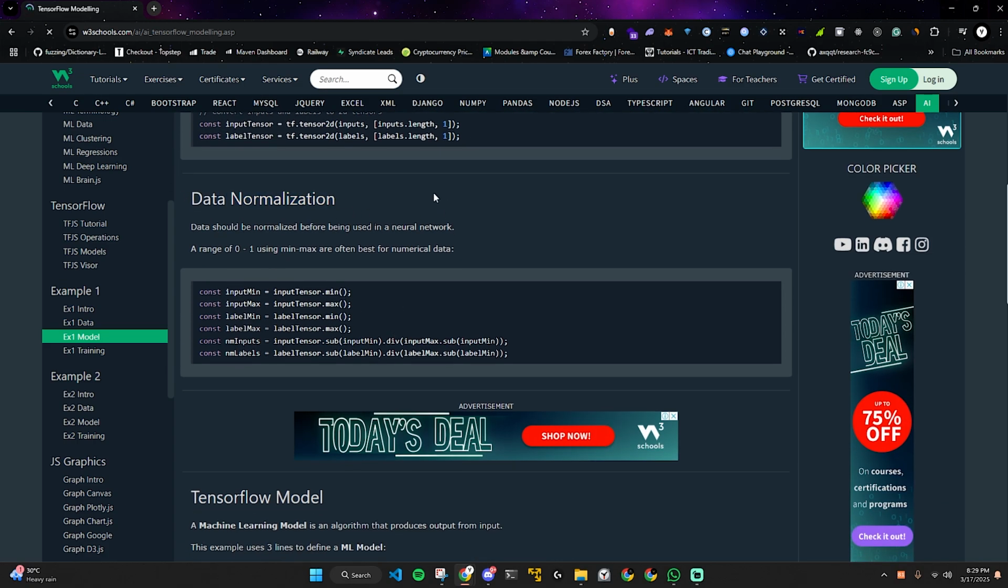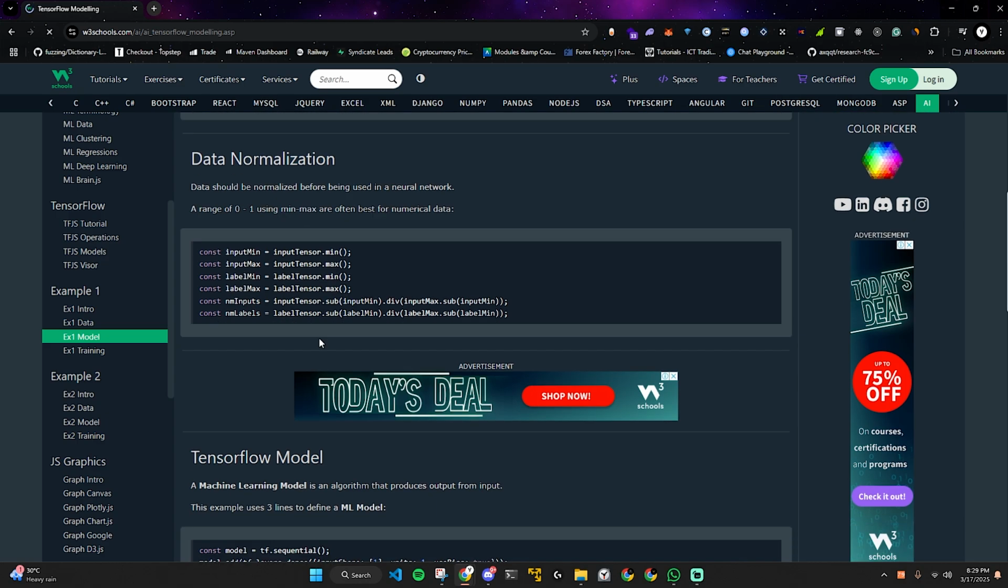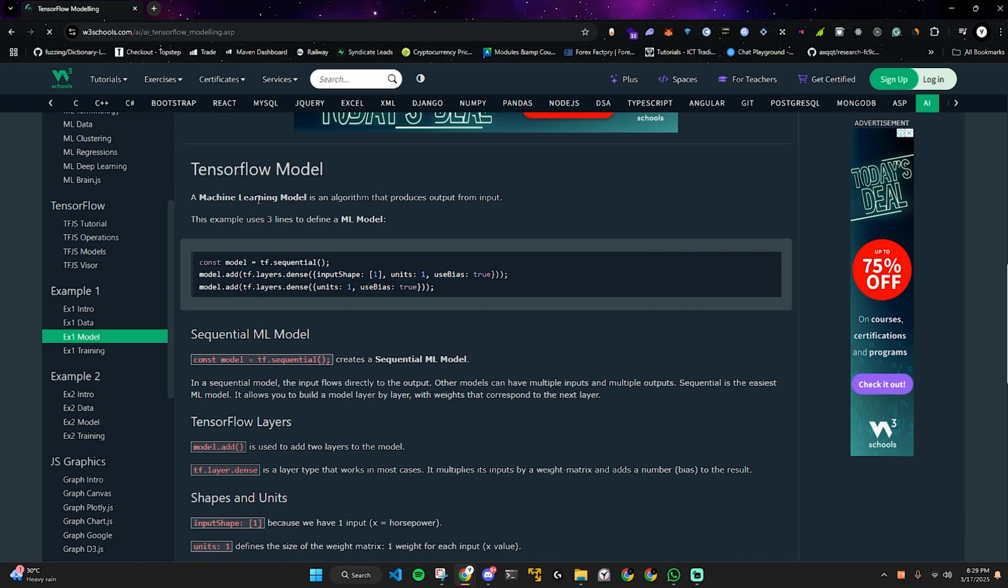Apart from that, you need to normalize the data. Normalization needs to be done so it gets in a closer range, right? So 0 to 1, using min-max scaling. What we're going to do here is normalize the data. Okay, so this is the important part. So let me show you guys something.